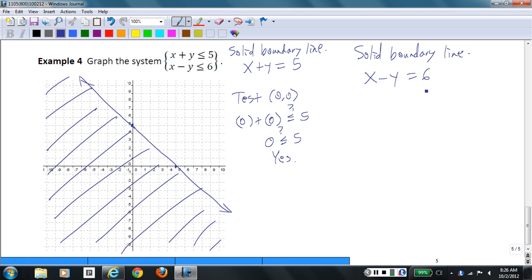If y equals 0, what's x? 6. So we'll go 6, 0 for the x-intercept. And if x equals 0, what's y? Negative 6. So down here, 0, negative 6. So we'll connect these dots with a solid line.